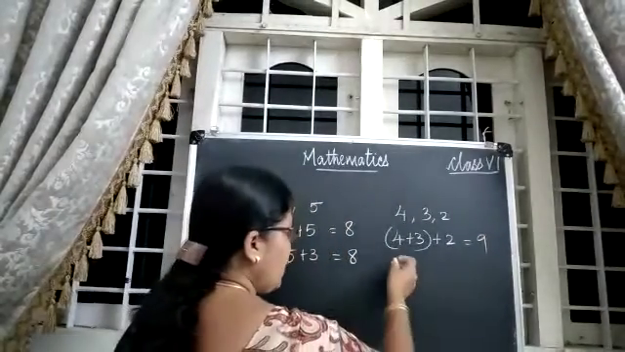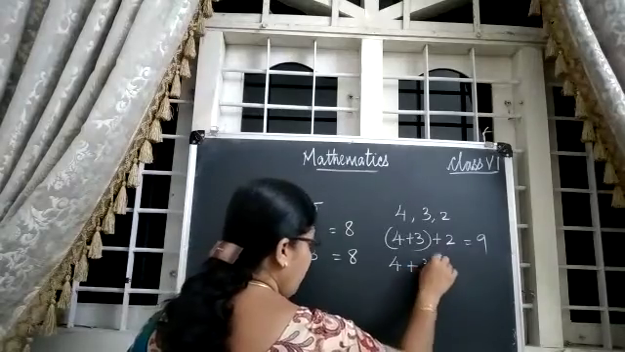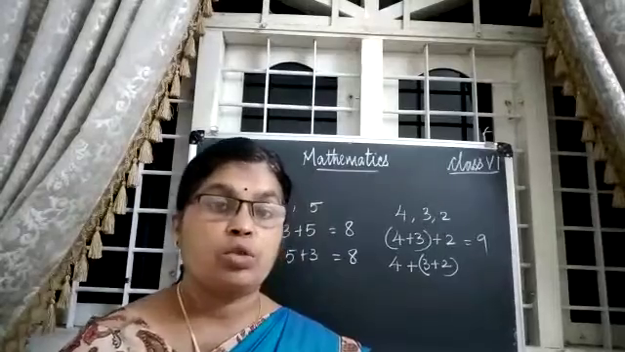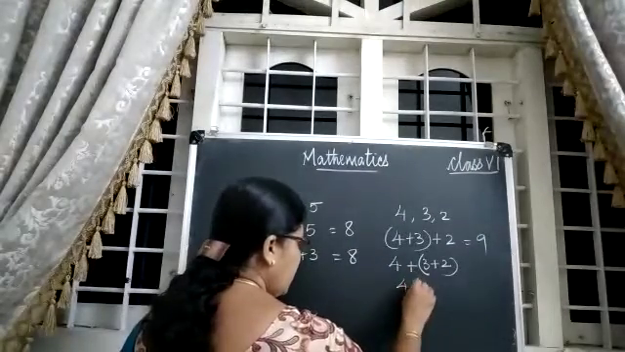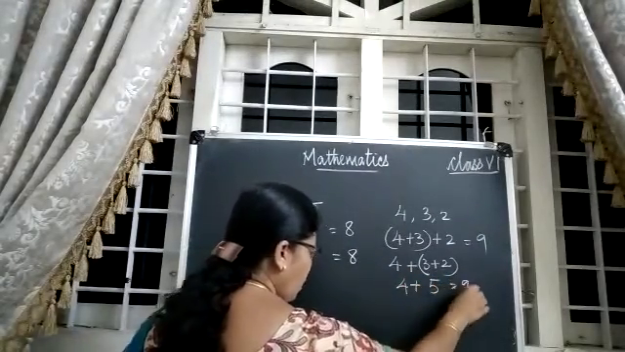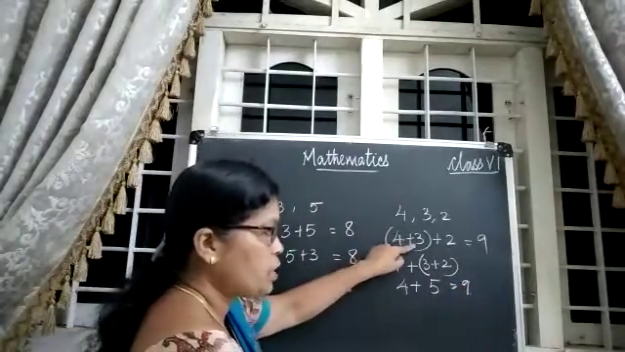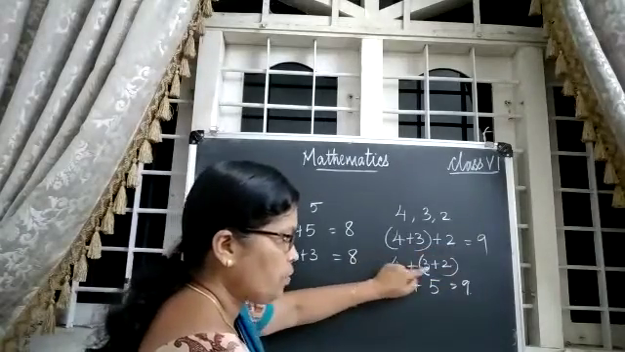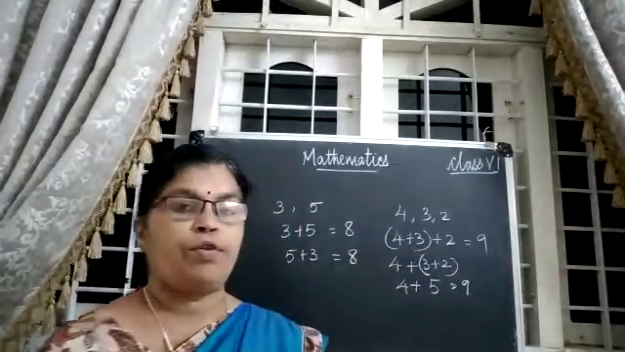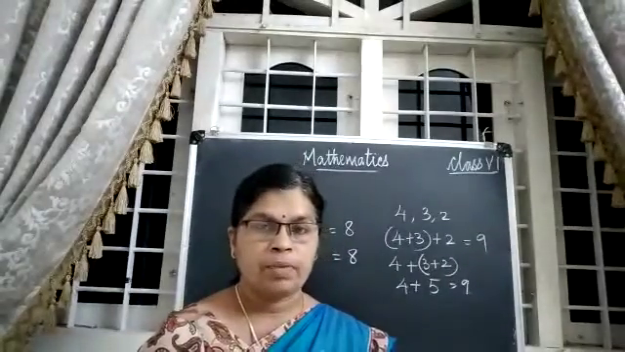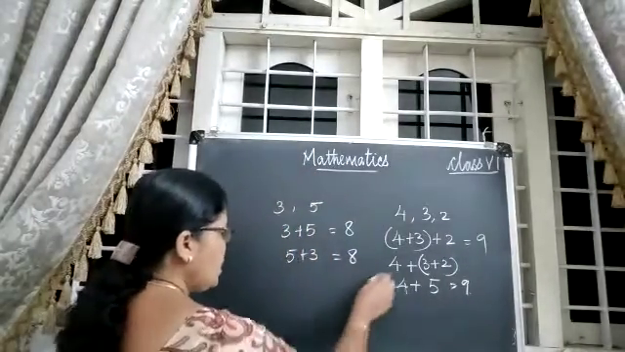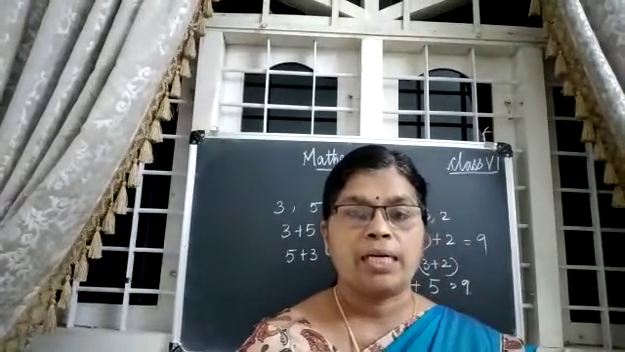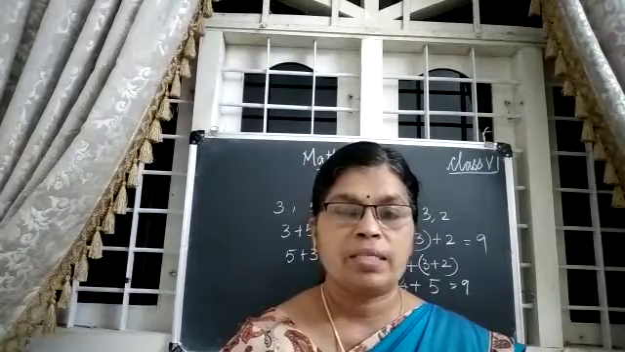Then let us do it another way. 4 plus 3 plus 2, here 3 plus 2 is within the bracket. So let us add 3 plus 2 first. That is 5. 5 plus 4 is 9. See, with three numbers, first we added the first two numbers, then with that we added 2. Then first we added 3 and 2, then with that we added 4. The sum remains the same, isn't it? So this is called the associative property. Three or more numbers can be added in any grouping, but the sum remains the same.